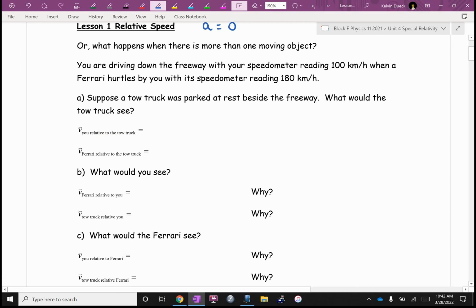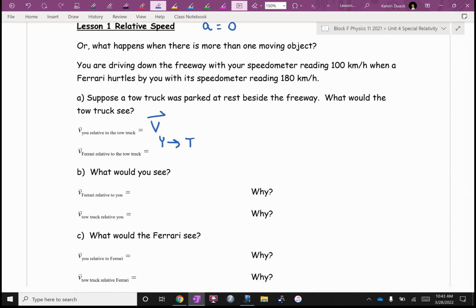Well, I don't want to have to write out velocity of you relative to the tow truck. So we're going to abbreviate. We're going to write it as the velocity of Y relative to T. That's going to be our abbreviation for this unit. So I'd like you to imagine that you're sitting in the tow truck. Let's imagine that you're the tow truck driver. What would the tow truck driver see when they see you?